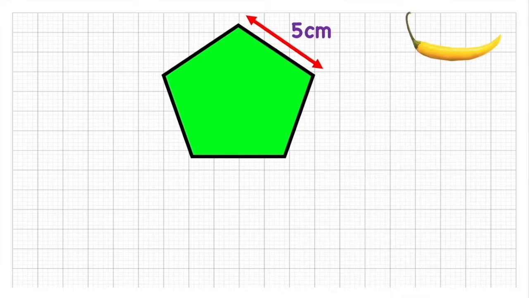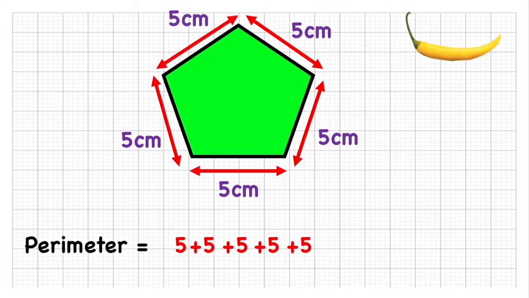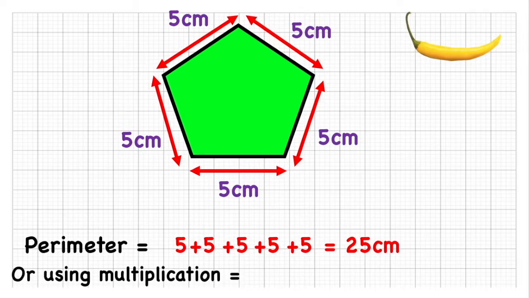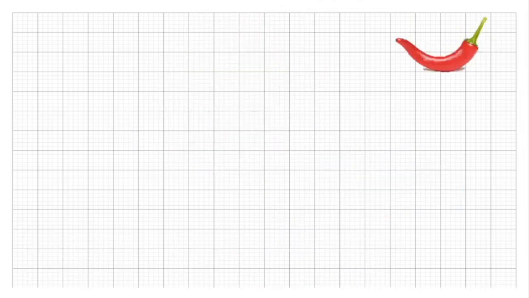So we can use that 5 centimetres and add it to another 5 centimetres for the second line, another 5 for the third line, another 5 for the fourth line, and another 5 for the fifth line. Okay, so we're going to do 5, add 5, add 5, add 5, add 5. Okay, a little bit lengthy. We could also use multiplication, because remember, multiplication is just repeated addition, which is what we just did. So instead of doing 5 add 5 add 5 add 5 add 5, we could simply do 5 times 5 because there's 5 lengths.